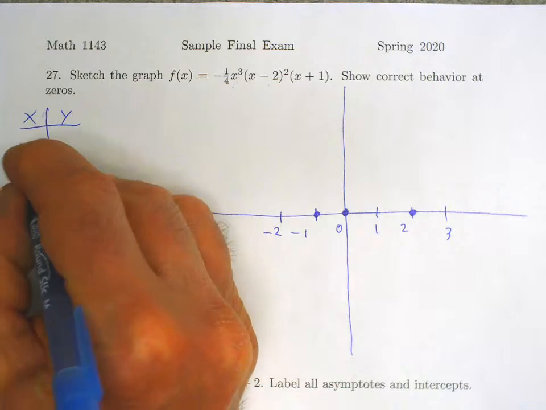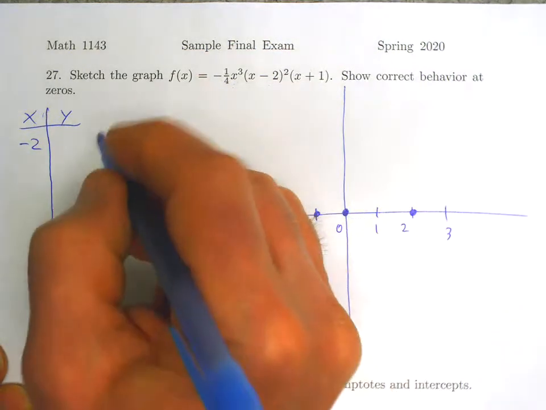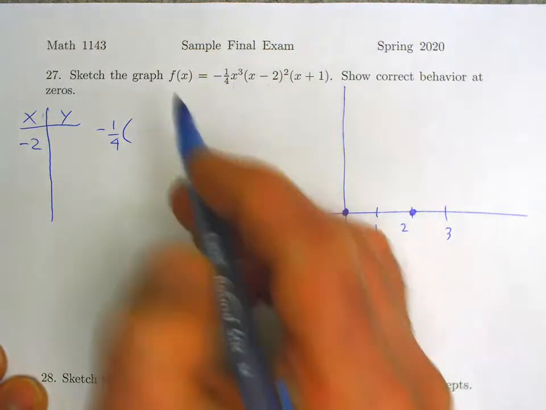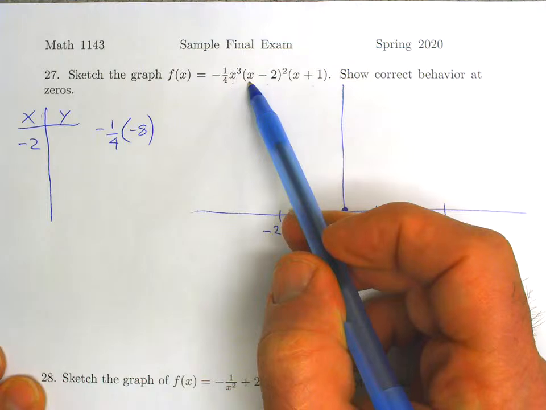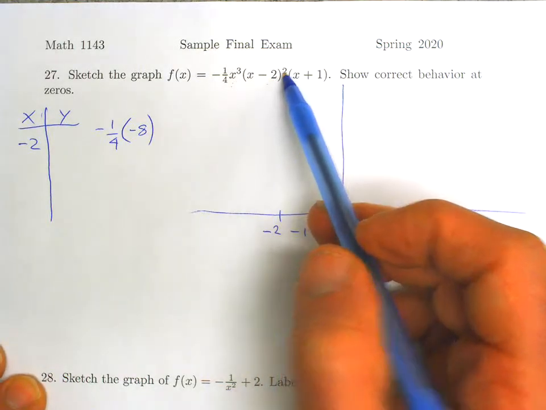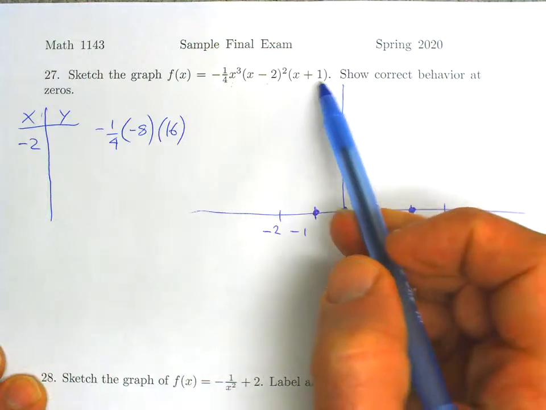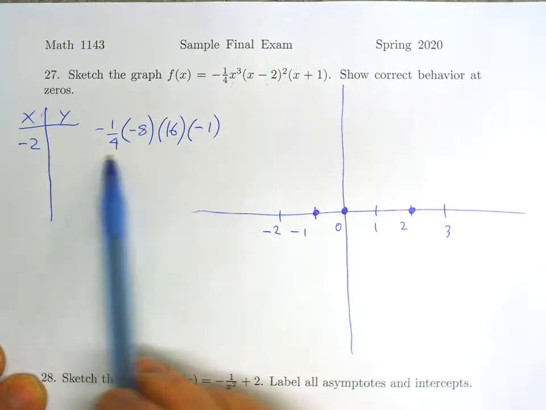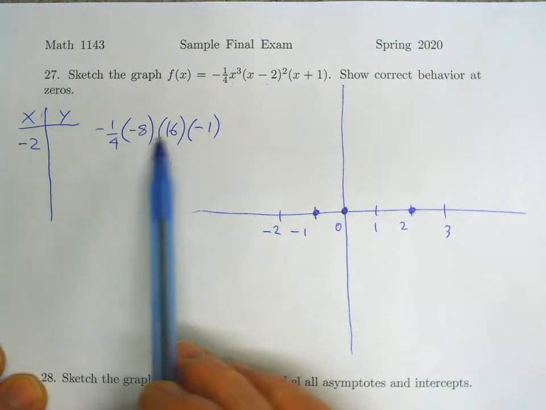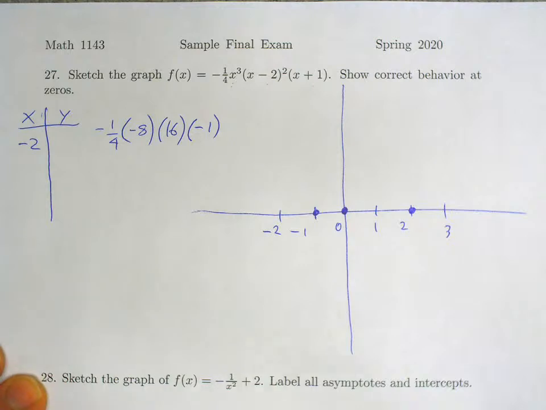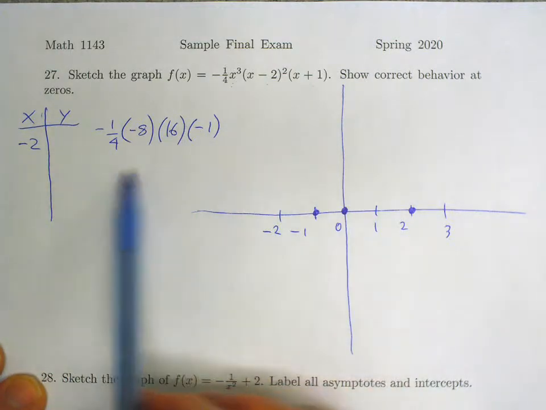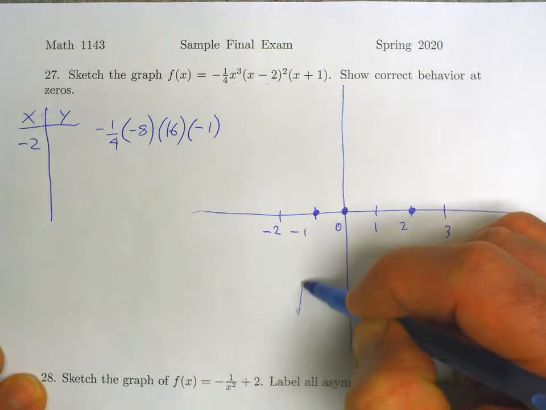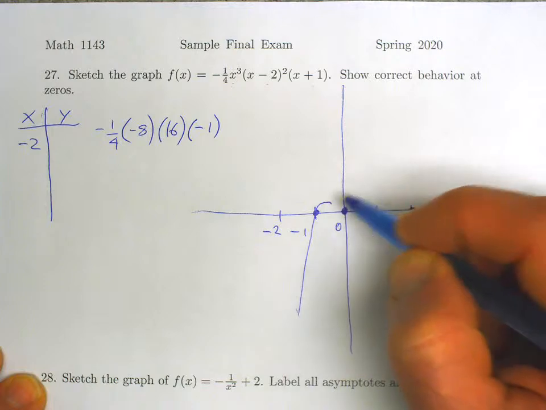So when x is negative 2, just replace every x with negative 2. So we get negative 1/4. Negative 2 to the third power is negative 8. Negative 2 minus 2 is negative 4, but negative 4 squared is positive 16. And then negative 2 plus 1 is negative 1. So we can see that this number is negative. A negative times a negative times a positive times a negative is negative. And it's negative 32, so that's way down there. So just as we suspected, the graph is going to do something like this.